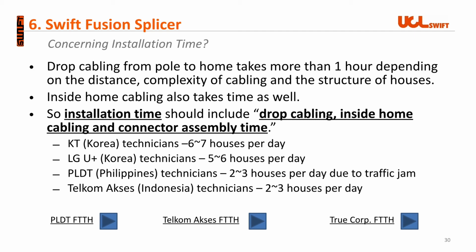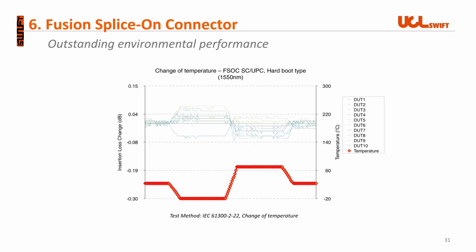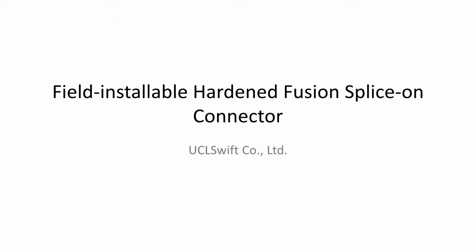Depending on the situation of telcos, a couple of houses can be subscribed, as shown for example. As you can see in the graph of the environmental performance, the Fusion Splice on connector has performed greatly in the temperature chamber from -40 degrees Celsius to 75 degrees Celsius. And UCLSwift has a hardened type of Fusion Splice on connector as well.